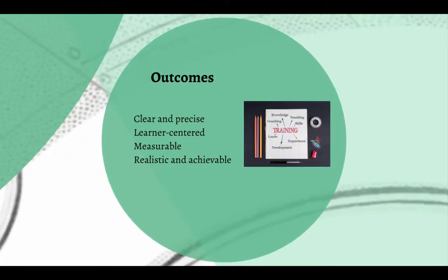Learning outcomes are a set of statements setting out what the participant should be able to do or understand by the end of the training session. Learning outcomes need to be more detailed than aims and objectives. They also need to be more carefully crafted to ensure that the outcome as stated is achievable in the context of the training you are presenting. Learning outcomes must be clear and precise. Be learner-centered. Specify an outcome that can be observed or measured, and be realistic and achievable.